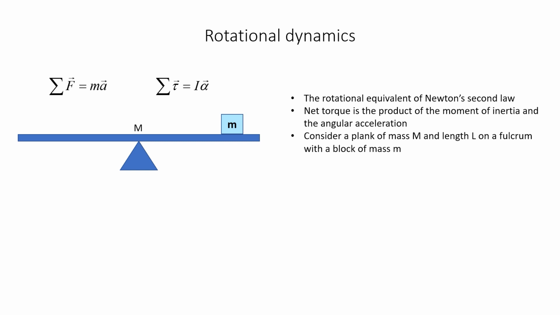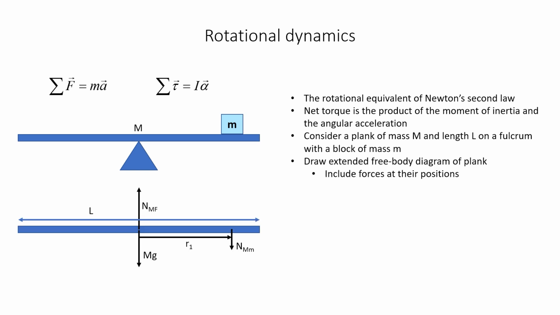Let's consider a plank of mass m and length L on a fulcrum. Let's place a block of mass m to the right side of the fulcrum. It would be helpful if our free body diagram not only put the forces onto the diagram, but also where they applied and the angles that they are being applied. This is an extended free body diagram.